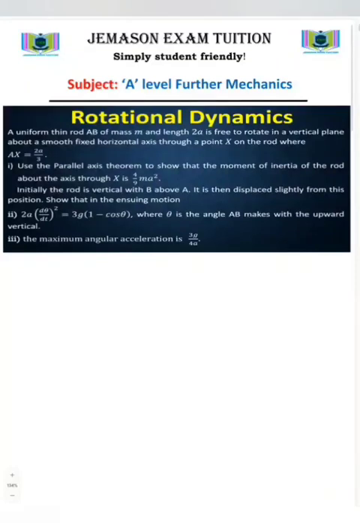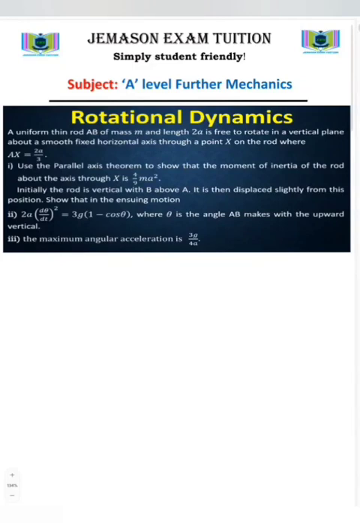Hello, in this video we are going to look at this question on rotational dynamics. It is from the Catholic mock of 2024. The question says: a uniform thin rod AB of mass m and length 2a is free to rotate in a vertical plane about a smooth fixed horizontal axis through a point X on the rod where AX equals 2a over 3. 1. Use the parallel axis theorem to show that the moment of inertia of the rod about the axis through X is 4 over 9 ma squared.